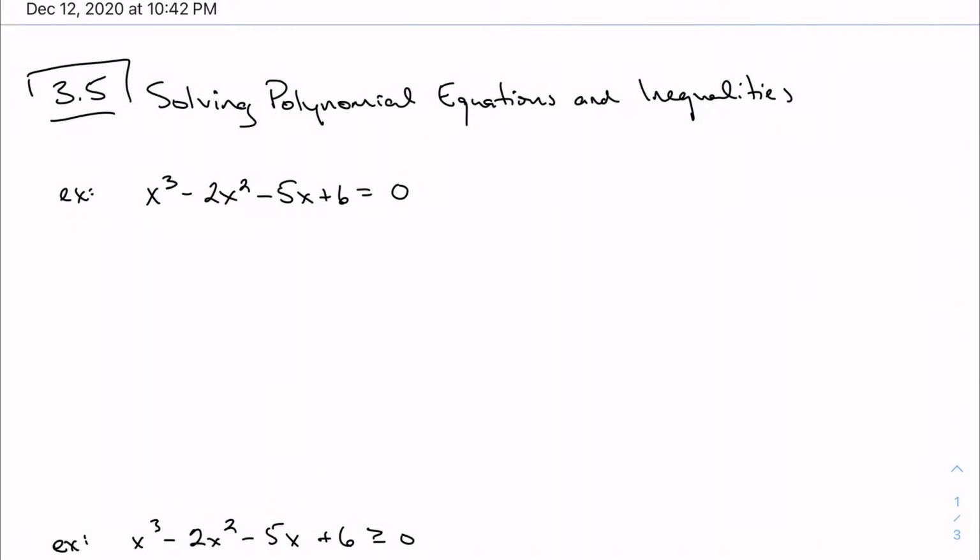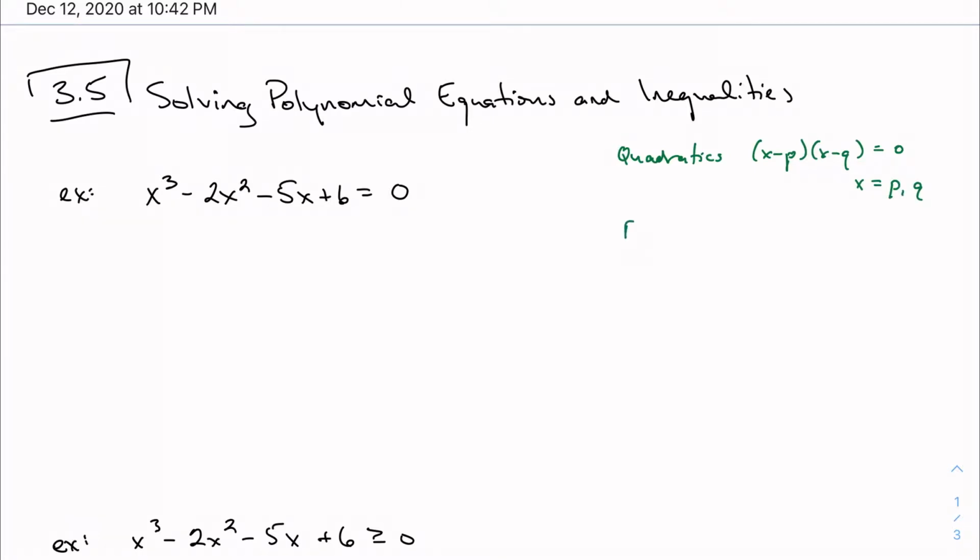So in 3.5, we're talking about solving polynomial equations and inequalities. And the truth is we've already really learned how to do this, at least for quadratics. We know that we can take the factors, I'm just going to call them p and q for now, of a quadratic equation, set it equal to 0, and that tells us that our factors are p and q.